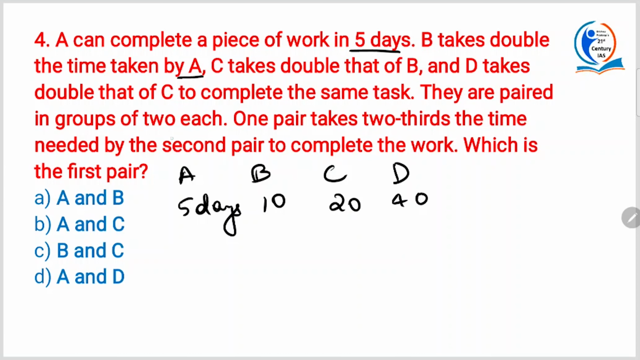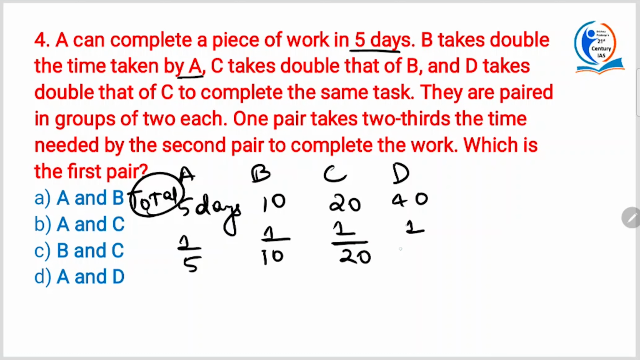Okay. They are paid in groups of 2 each. One pair takes 2/3 of the time needed by the second pair to complete the work, which is the first pair. Okay. This is the total number of days. Alright. So work done in 1 day will become how much? 1 by 5, 1 by 10, 1 by 20, and 1 by 40.